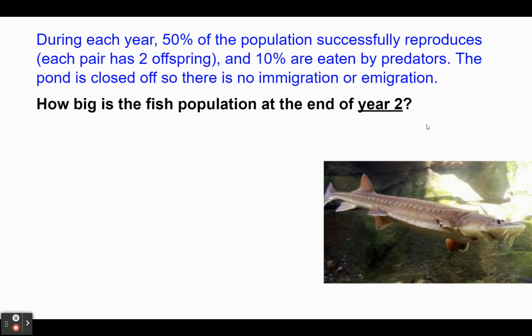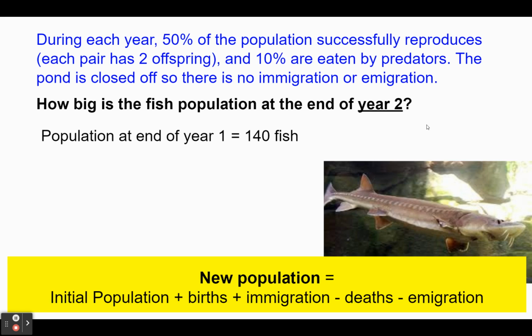Follow-up question. If we end year 1 with 140 sturgeon fish, how big is the population at the end of year 2? Same conditions, 50% successfully reproduce, 10% are eaten by predators, but now we're looking at year 2. Remember, the population at the end of year 1 was 140 fish. So we're going to have to use this as our new initial population. And here's our equation again.